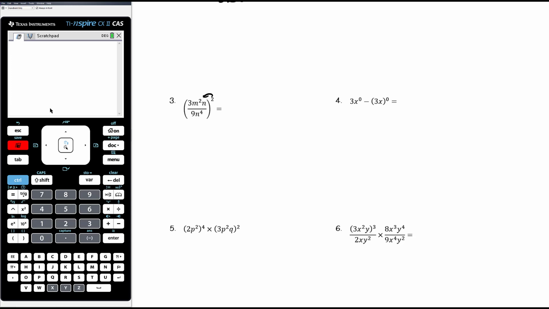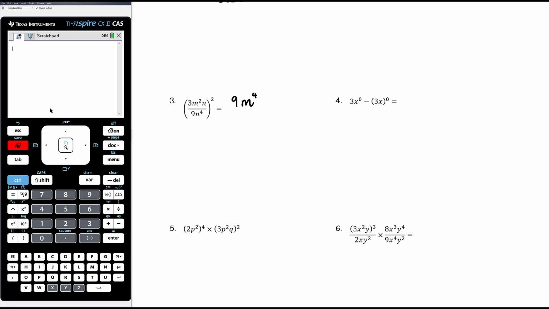I'm going to focus on expanding out any brackets first, then I'm going to worry about simplification by multiplying or dividing any powers with the same base. Okay, so let's just square everything first and get rid of that outside bracket. So 3 squared is 9, m squared and then squared again. We multiply those powers together. 2 times 2 is 4, so that's m to the power of 4.